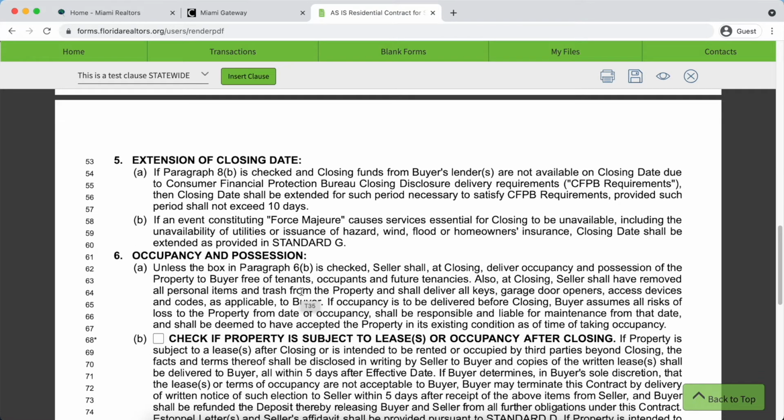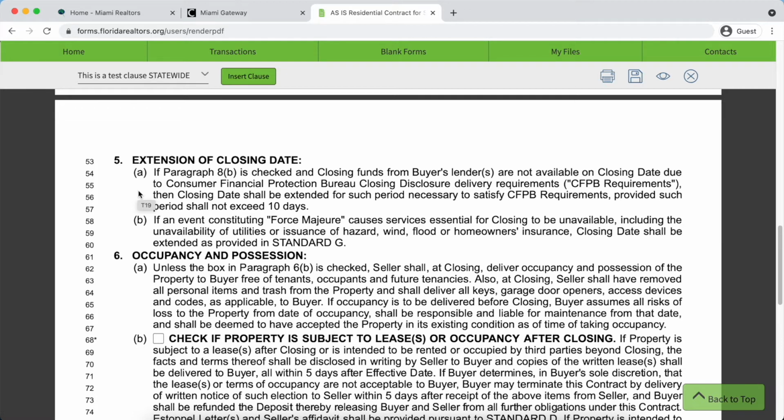Extension of closing, number 5. This paragraph is really, really important, and I'm going to tell you why, because a lot of people don't understand what this says. Lenders are required to disclose the closing costs and give full disclosure to the buyer 3 days, 72 hours, prior to closing. The buyer needs to have an opportunity to review all the figures, and so they allow 3 days to do that. So the moment the lender discloses, you've got to wait 72 hours to close.